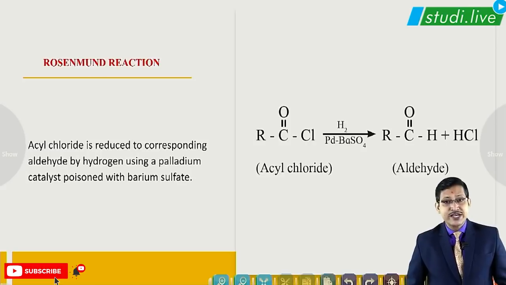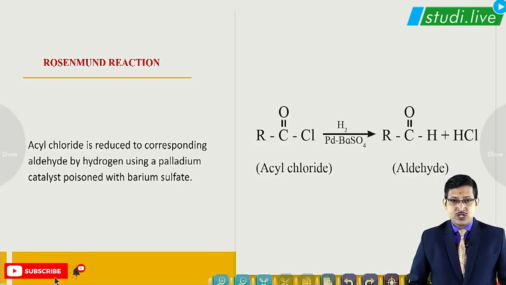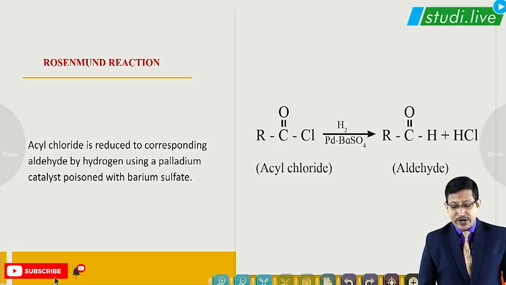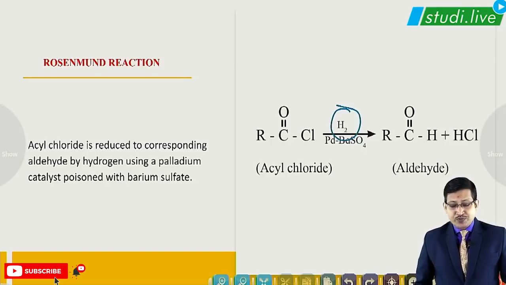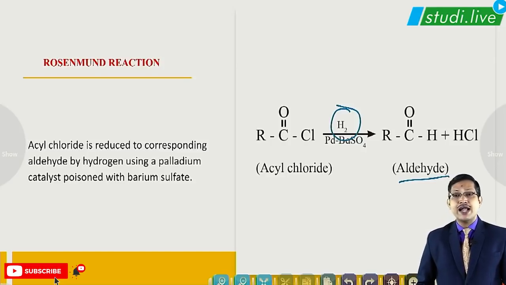Moving on to the next reaction, that is the Rosenmund reaction. Now, what is the Rosenmund reaction used for? Yes, preparation of aldehydes. So here, acyl chloride RCOCl plus H2. When it reacts with H2, it will give you the formation of aldehydes.